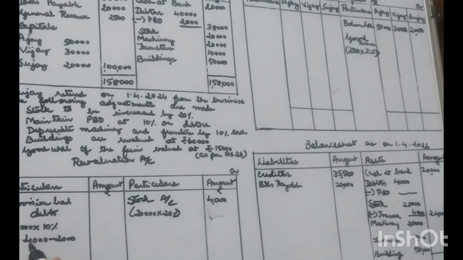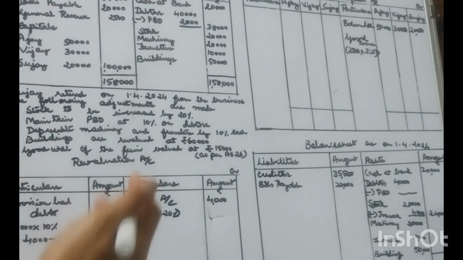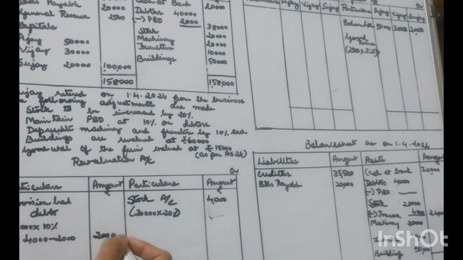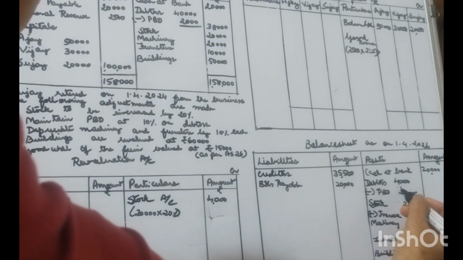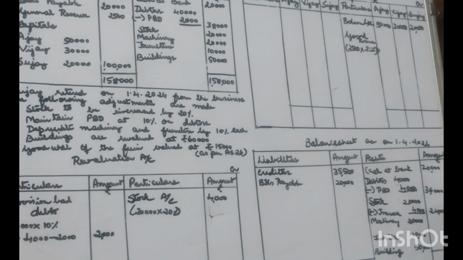So now the present provision is 4,000. Earlier it was 2,000. So in the revaluation account, we need to show the difference of 2,000. So there is an increase in the value of provision, and in the balance sheet, the actual provision that is provided must be deducted. So 40,000 minus 4,000 will be 36,000. So this is the second entry.